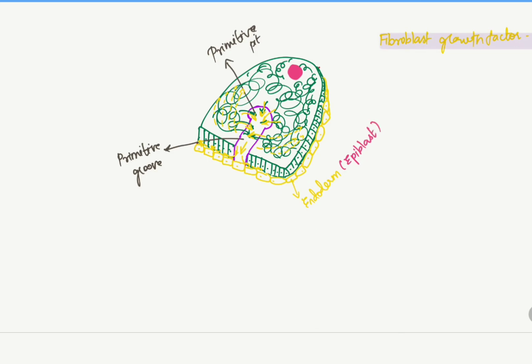Once this layer, that is the endoderm, is formed, another set of epiblast cells comes towards the primitive groove. I am mentioning it with a brown color. They fall into the primitive groove and primitive pit, and another cell layer is formed in between the epiblast and the endoderm. So these cells fall in between the epiblast and the endoderm.